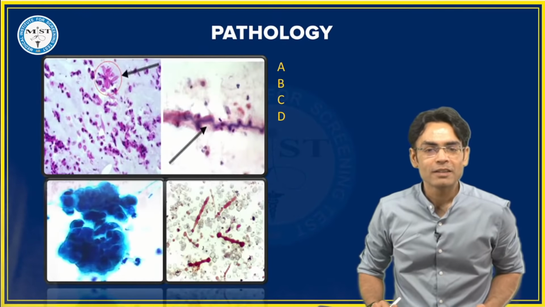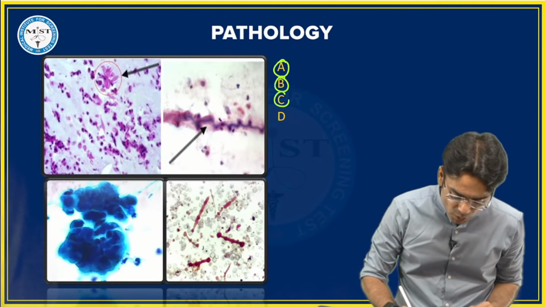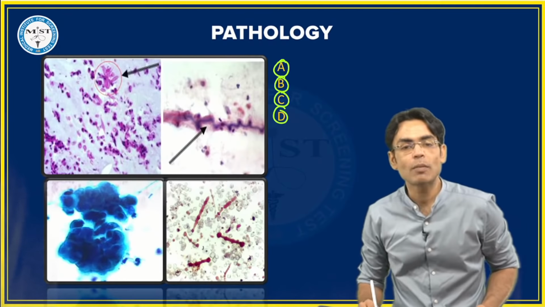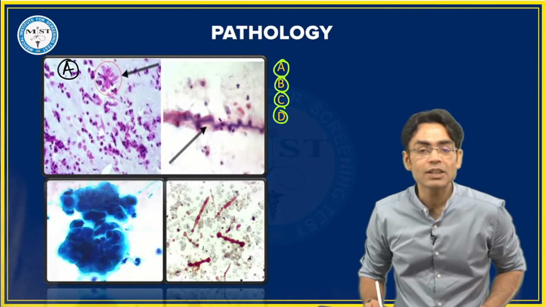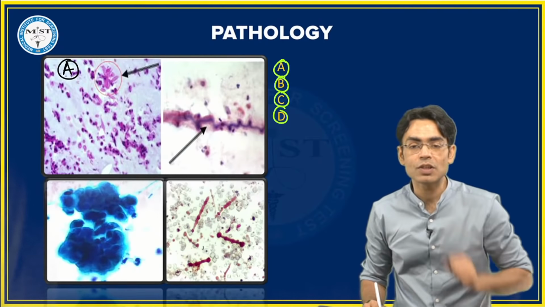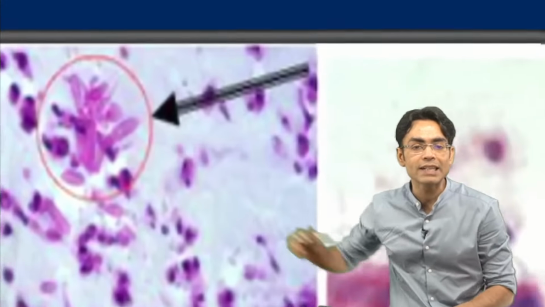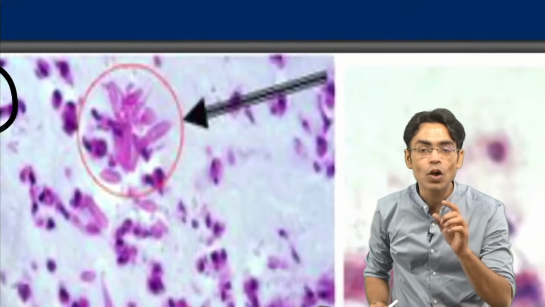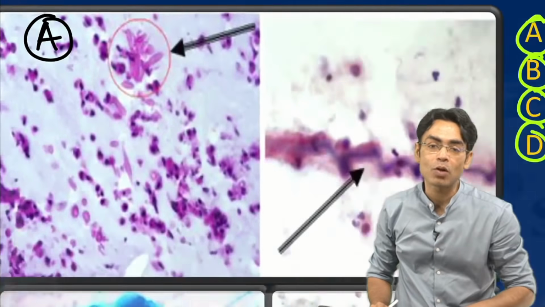Now, what is A? What is B? What is C? And what is D? Let's talk about A first. This is your A. What is this? These are actually the 3 C's which you are seeing in the sputum. If I'm saying this is a sputum finding and you are getting these kind of crystals, this is your Charcot-Leyden crystal in the sputum seen in the patient of bronchial asthma.